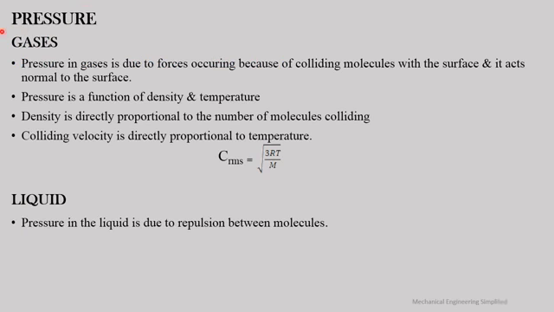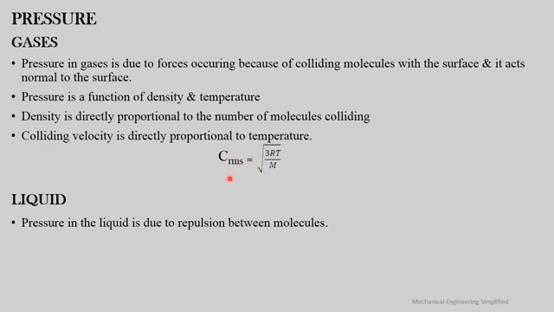Now, one very important property: pressure. What is the cause of pressure in gases? Pressure in gases is due to the forces occurring because of the colliding molecules with the surface, and it acts normal to the surface. Pressure is a function of density and temperature. Density is directly proportional to the number of molecules colliding. The more molecules colliding, the higher the density. And colliding velocity is directly proportional to temperature.